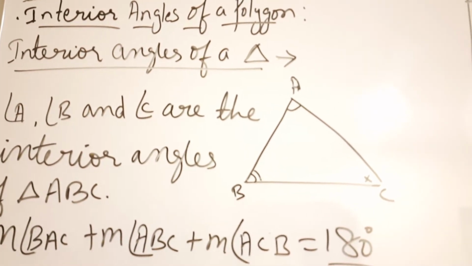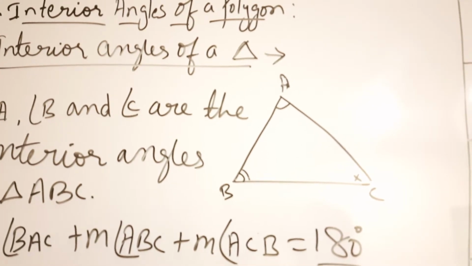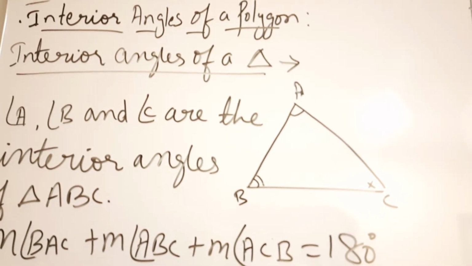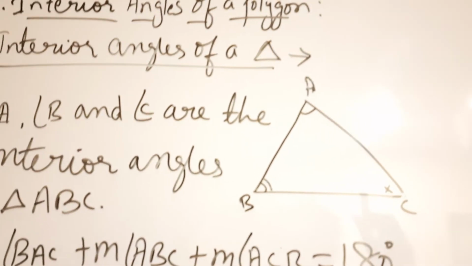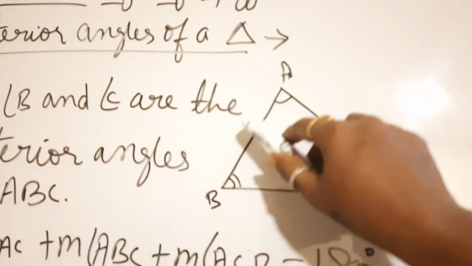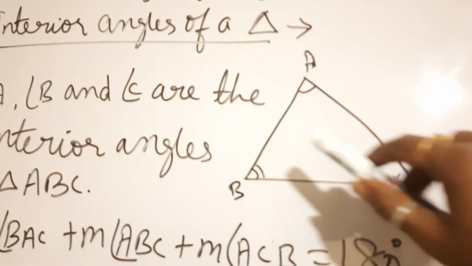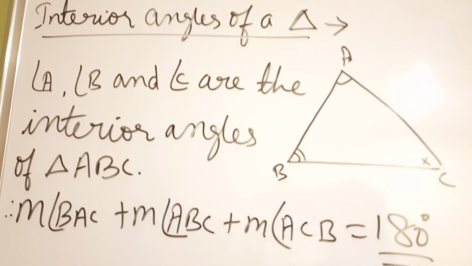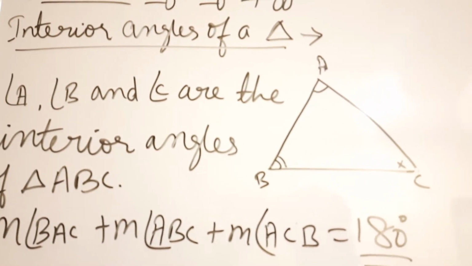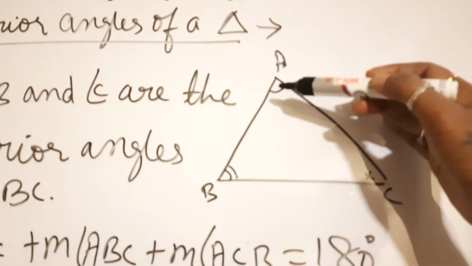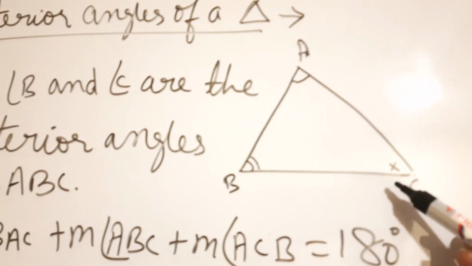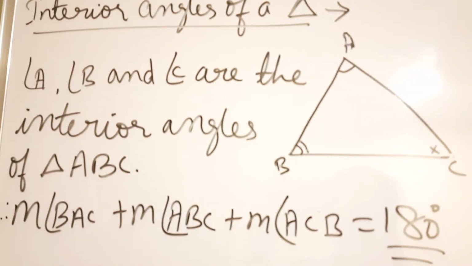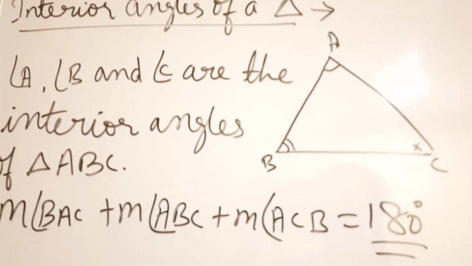Now we go on to interior angles of a triangle. You all tell me, what is the measure of all the angles in a triangle together? If I take triangle ABC, angle A, angle B and angle C together should give me 180 degrees. So this is all about interior angles. You can see the marking: the first angle, second angle and third angle with the cross. So angle A, angle B and angle C are the interior angles of triangle ABC.